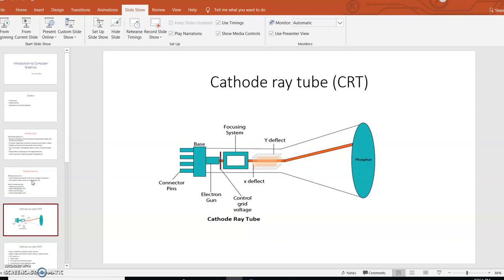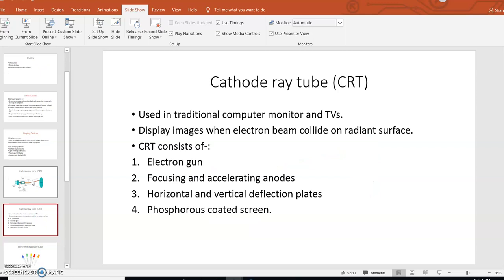It basically consists of X deflection plate, Y deflection plate. So lots of things are there. I told you to search this thing on the internet. You will find a lot of information, because right now we are going to stick to some important parts regarding this CRT. So I will move forward, and I will tell you the important things regarding the CRT. It is basically used in traditional computer monitors and television sets.